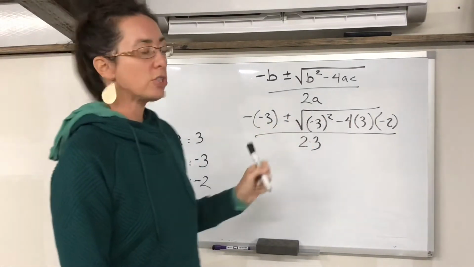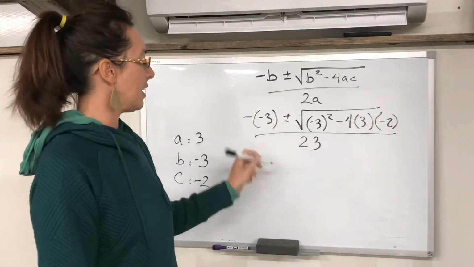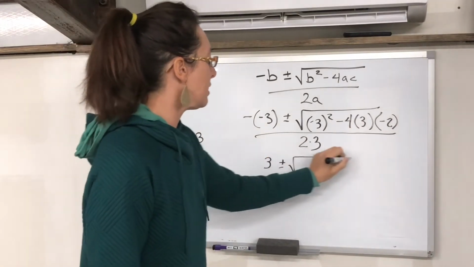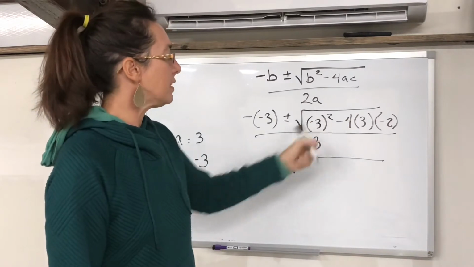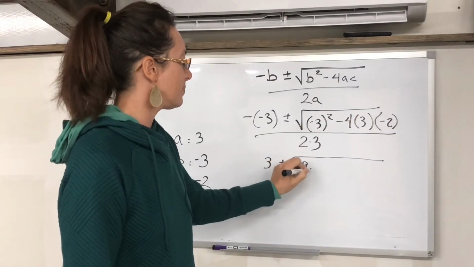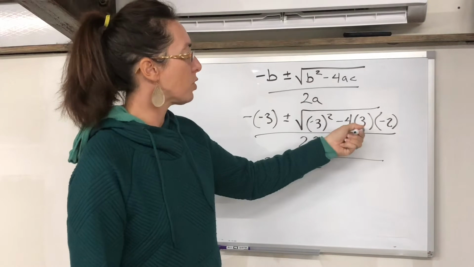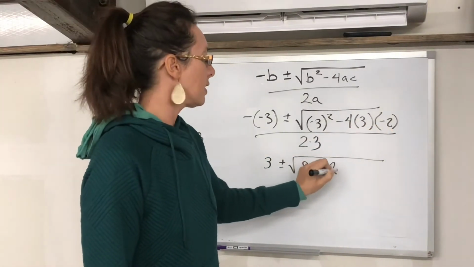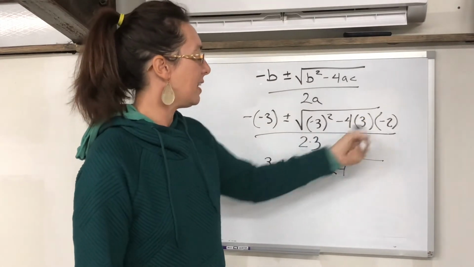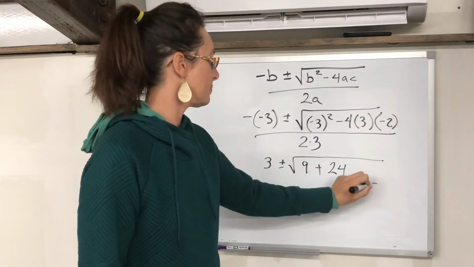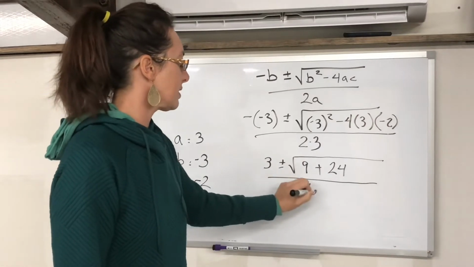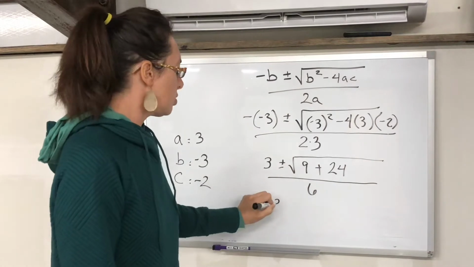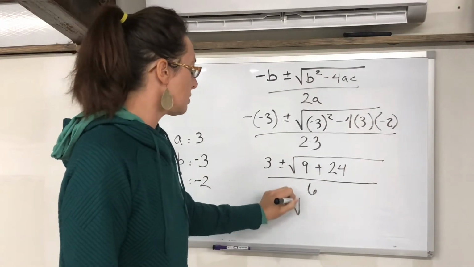Okay, so let's start working this through. The negative of a negative is just going to be a +3, plus or minus, -3 squared is 9, and I've got 4 times 3 is 12, times 2 is 24. We have a negative and a negative, so that's all positive, over 6. All right, that simplified pretty quick. So 3 plus or minus, what do we have here?